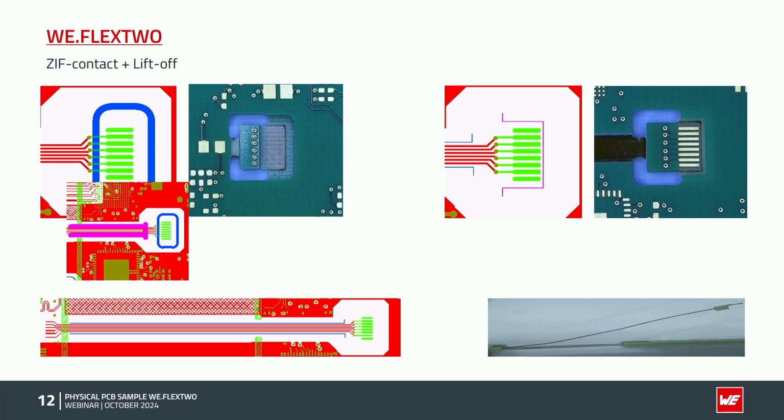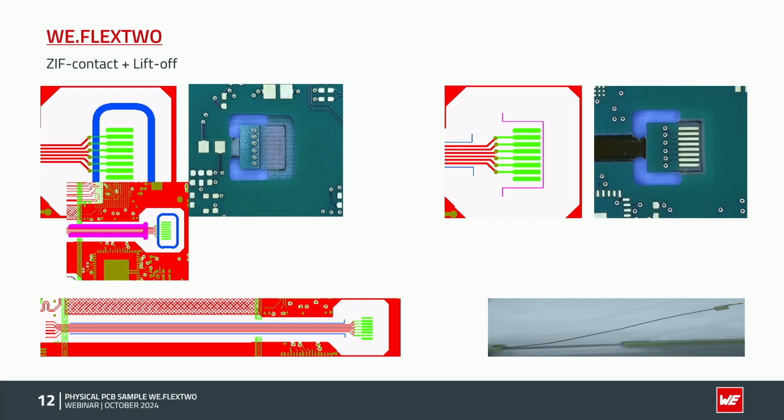So what we do is a depth milling here, so we define the thickness of the SIF connector. Then we do a laser cut, so we can put it out, or lift it off, I would say. And you can see it on the left side. We have the lift-off area. We can take the SIF connector and lift it up to the next rigid part here.